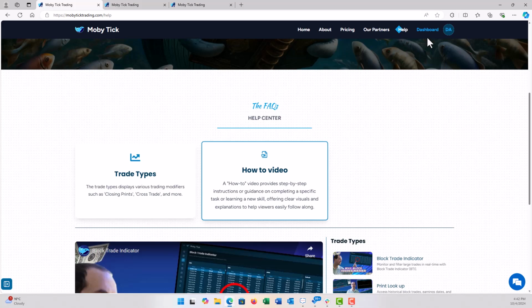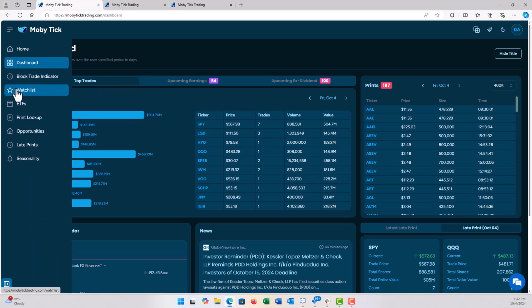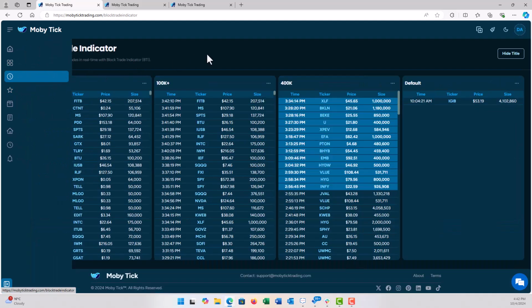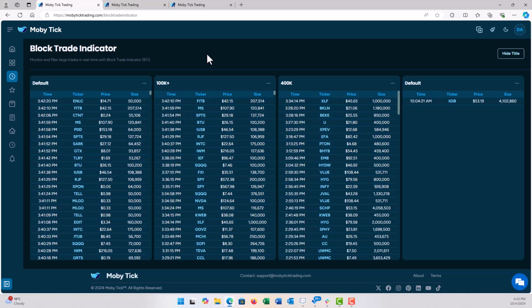So let's go back to our dashboard here. And if we're looking at the block trade indicator, well, the market is open anytime from 4 a.m. Eastern time all the way through till 8 p.m. We're going to see trades come through. It'll be slow pre-market, as you'll notice, but then as we get further on into the day, we'll see that there's lots of things to trade. Now, the block trade indicator, I've got this set up.